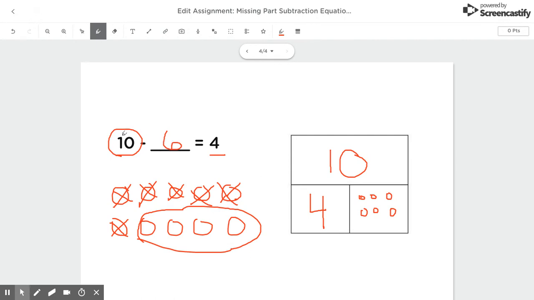Again, it's really important that you think about where your whole is when you're subtracting. It's different than when we're adding. And then making sure you're checking yourself with an additional strategy in case we make mistakes.